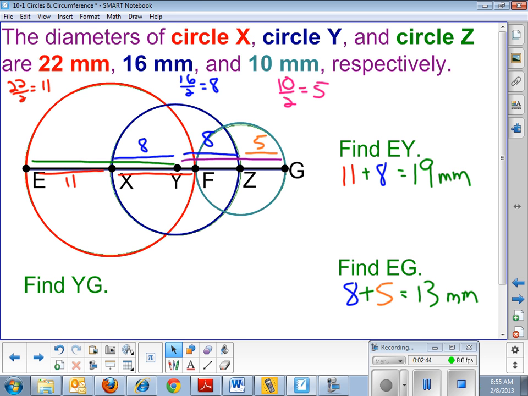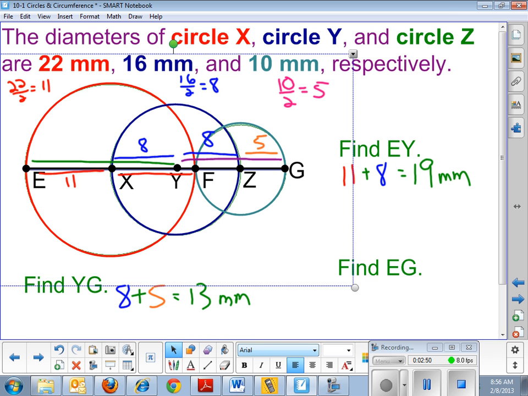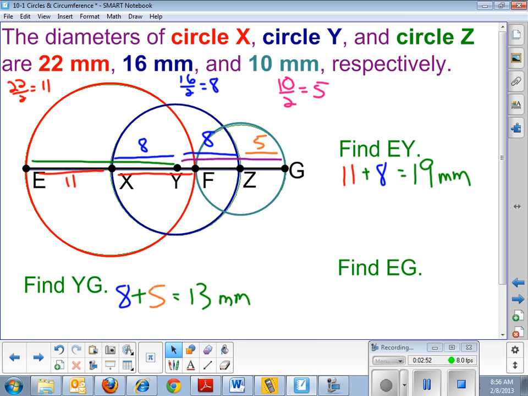Oops, sorry, I did that in the wrong spot, didn't I? Let me fix that. This should all be over here. That's the length of segment YG. Sorry about that. But then the last one is the length of segment EG, which is going to be from E all the way to G. So that whole segment that runs across there.